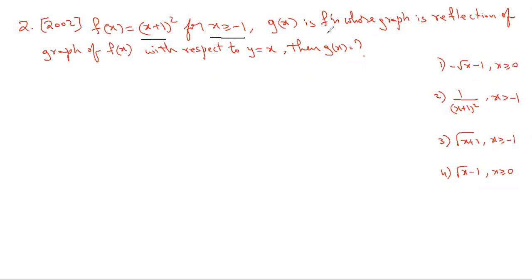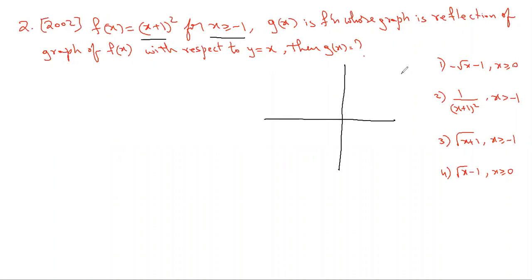And g of x is the function whose graph is a reflection of the graph of f of x with respect to y equal to x. Actually, this is the concept of inverse function. This comes under 12th grade concept, but without worrying more about inverse function, we can discuss this particular problem. See, the graph is a reflection with respect to y equal to x. Let us try to understand this particular point.